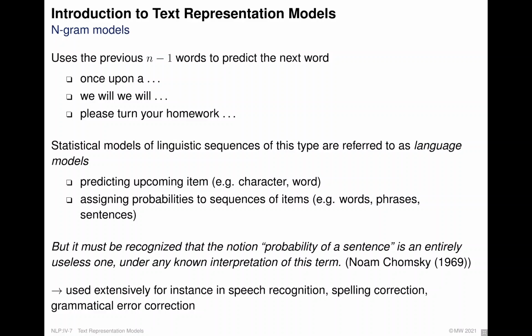So language models are basically statistical models of linguistic sentences, of sequences of the shape of Ngrams, where Ngrams are sequences of consecutive words. Of course, in the general case, we talk about the n being the whole sequence, the whole language as such, right?